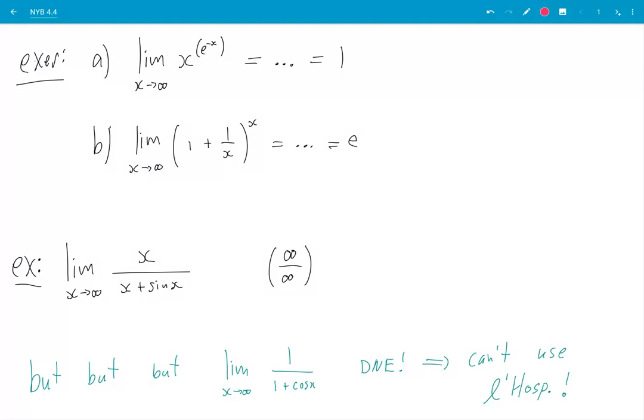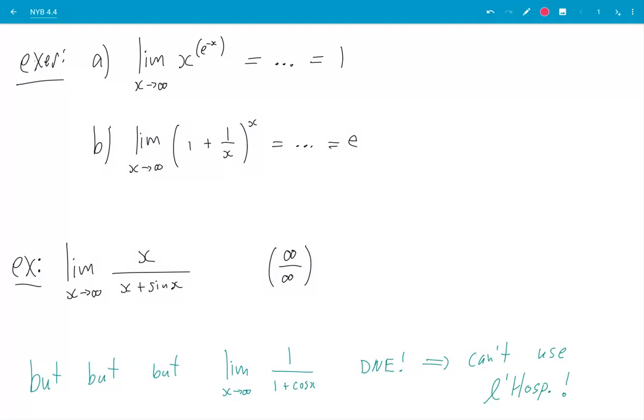This was a stipulation in the L'Hopital's rule that I gave you above. We need this limit to exist or equal plus infinity or minus infinity. This limit here does not exist. Why not? If you think about this quantity here, cosine is just waving forever, right? So this quantity does not approach anything as x goes to infinity. It just kind of waves forever.